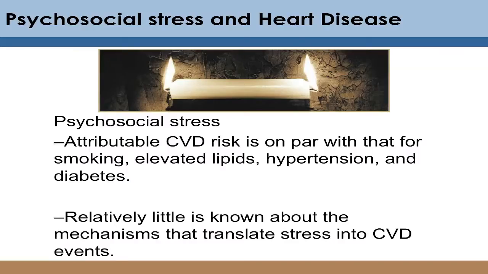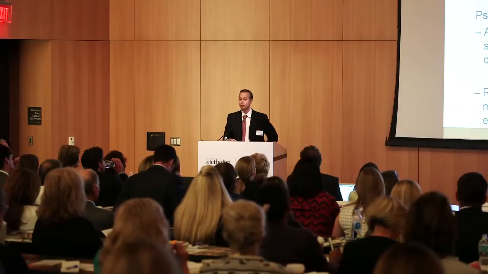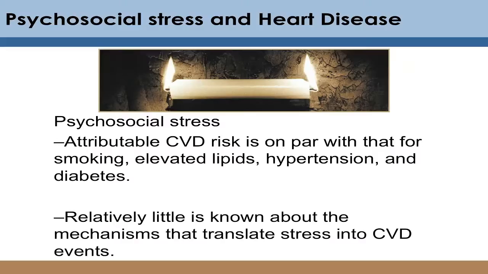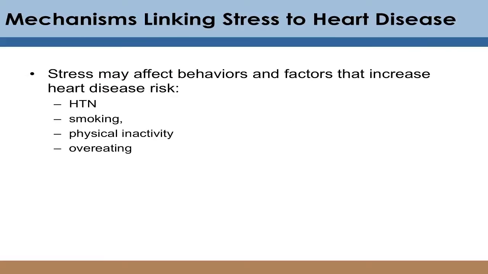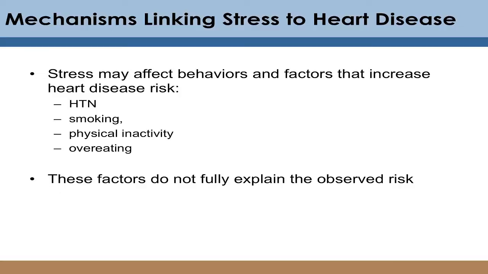Perhaps I'll start off by saying that for cardiovascular disease, the attributable risks for stress are on par with that for smoking, elevated lipids, hypertension, and diabetes. Pretty stunning risks. Though relatively little is known about the mechanisms that translate that risk into cardiovascular disease events. Some ideas: stress could affect behaviors and factors that increase stress. For example, hypertension, smoking, physical inactivity, and overeating are all associated with stress. But they don't nearly come close to explaining that increased risk that we see with stress.